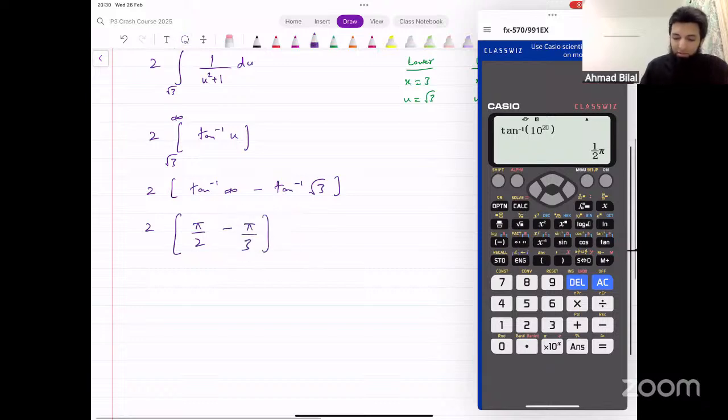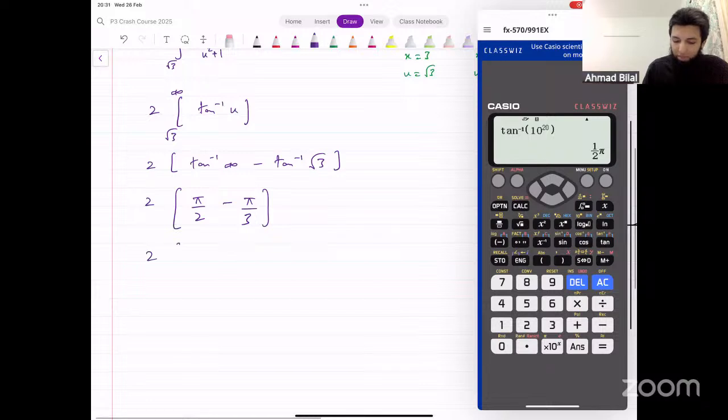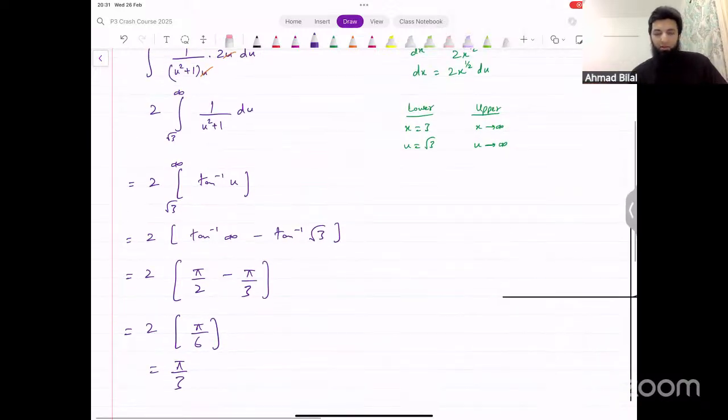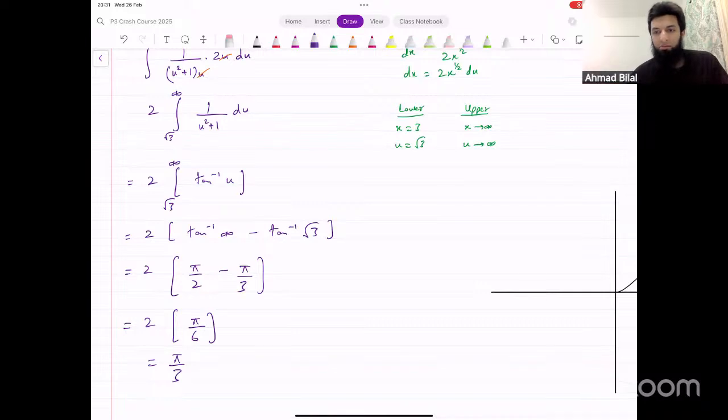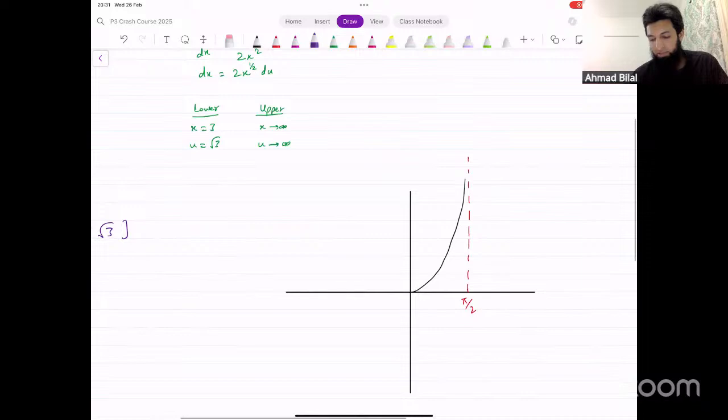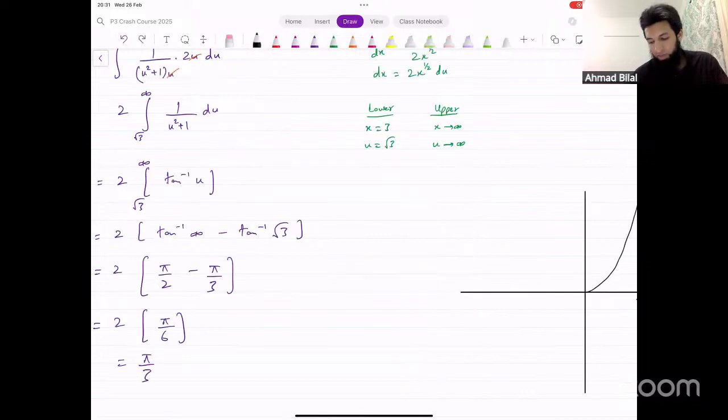Inside the brackets, this becomes 3 pi minus 2 pi divided by 6, so we have pi over 6, and that simplifies to pi over 3. That's the exact value that we were looking for. So it becomes an asymptote here at pi over 2. We cover this in paper 1.